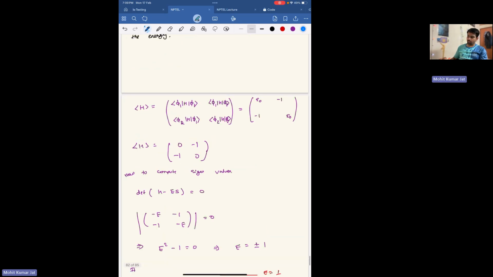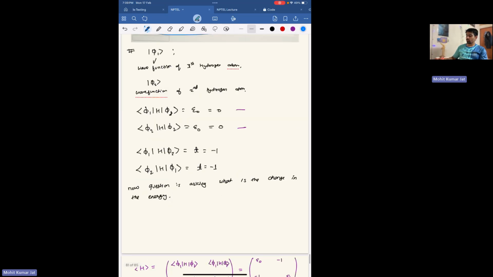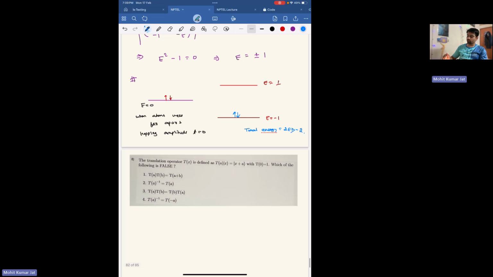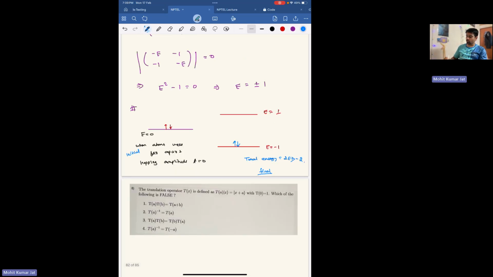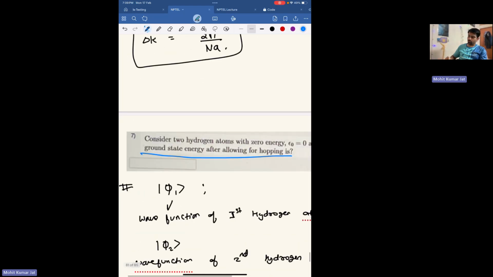Now the question asks us what is the change in the ground state energy after allowing the hopping. So initially the energy was 0, and this is final. So what is the change in the energy? This was 0, this is 2. So the change in energy is 2. So the answer will be 2 here.